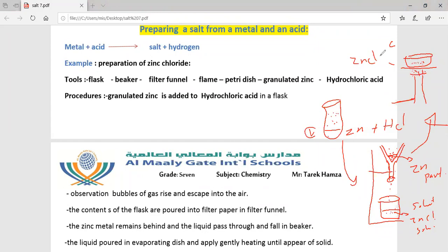Rawan, yes. Mr., what is the chemical symbol of zinc chloride? ZnCl. I read here. Thank you, Mr. Okay.